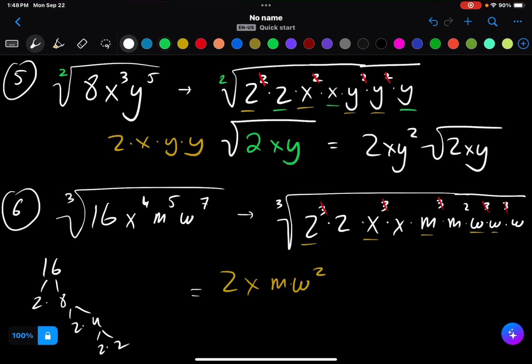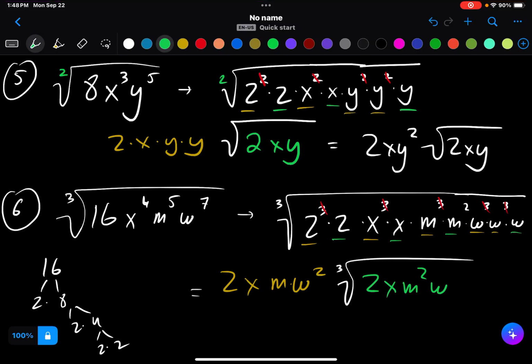What gets to stay underneath the power 3 radical? It's this, this, this, and this. The 2, the x, m to the 2nd, and a w. And that's your answer. Seems complicated. Seems like there's a lot of things here, but that is the simplified form.